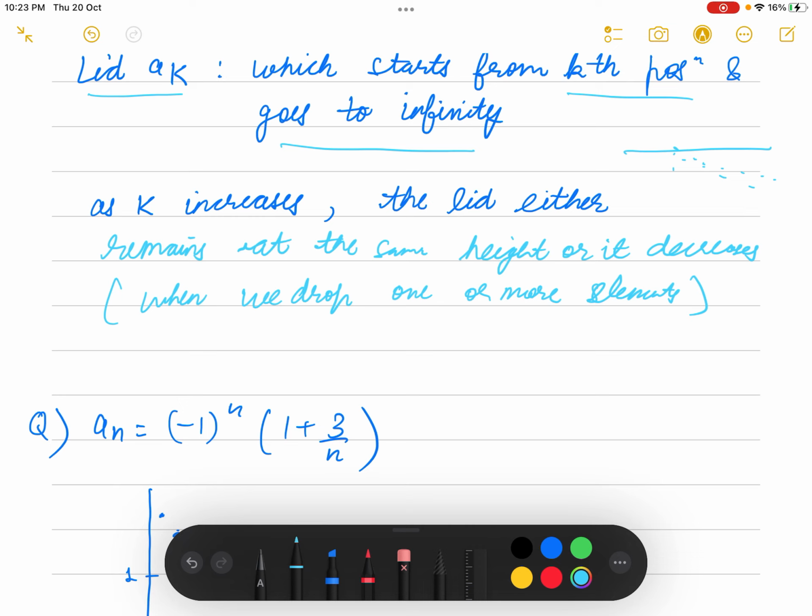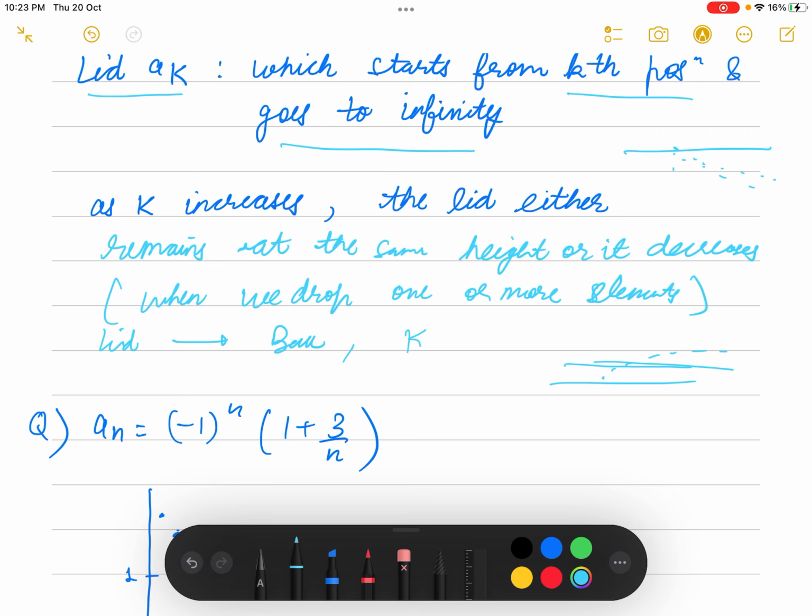as we increase n, or in turn k. Similar to the lid analogy, we also have a base analogy where the base starts from the kth position and it goes until infinity. So we know that as k increases, either the base increases in height or it remains at the same position.